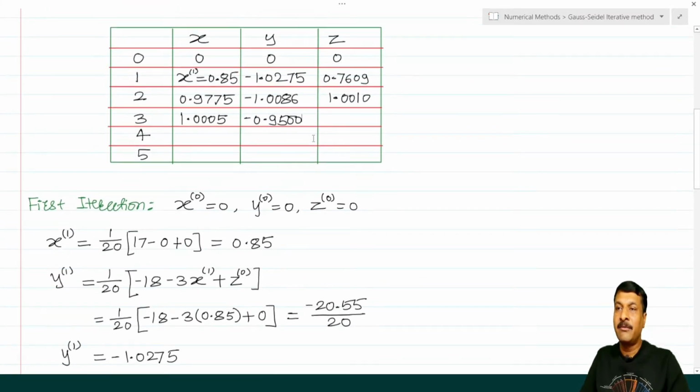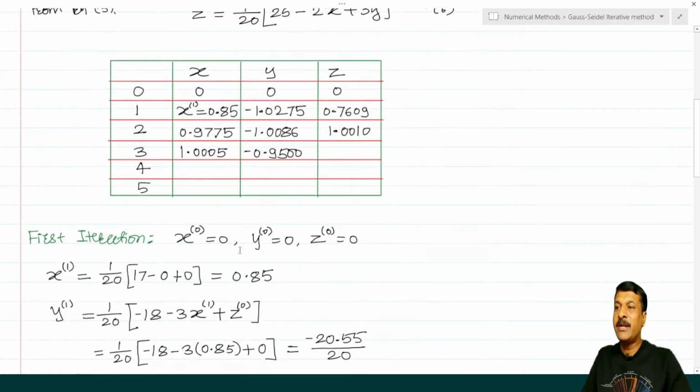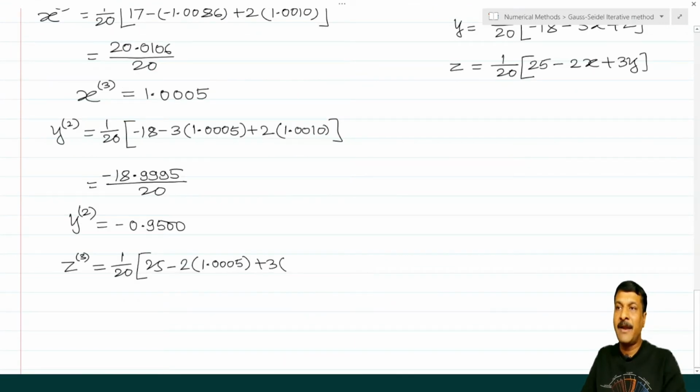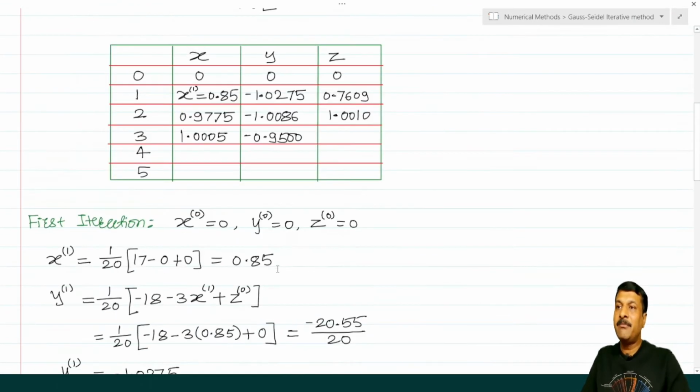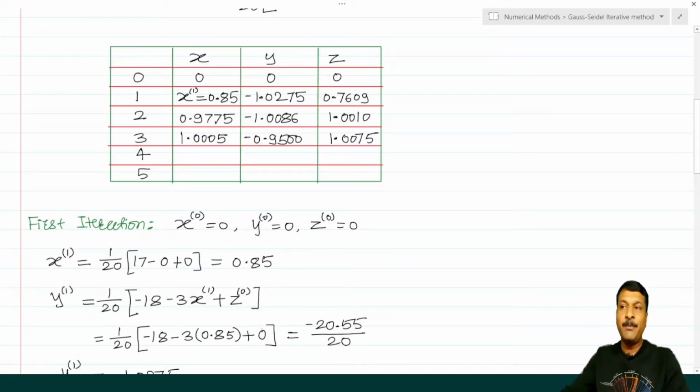What is the value of z? So the z value at the third position by this equation is equal to 1 by 20 in bracket 25 minus 2 into the recent value of x, 1.0005, plus 3y. The recent value of y by table is minus 0.9500. I am getting 20.149 divided by 20. So this value at the third position is 1.0075. Suppose there are a number of iterations we require, meaning 4, 5, 6.